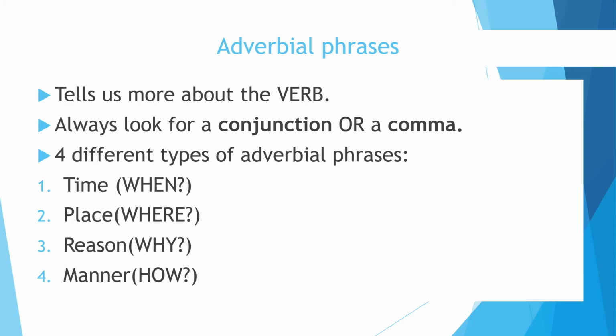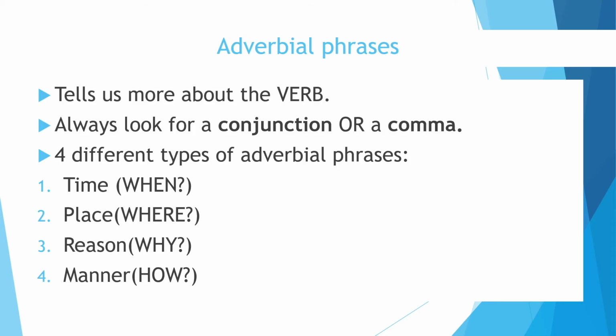Once again, a phrase cannot stand on its own. Why? Because it does not contain a finite verb. This type of phrase tells us more about the verb, just like an adverb tells us more about our verb. You need to look for the following parts of speech in a sentence to find an adverbial phrase. Look for a conjunction or look for a comma. We get 4 different types of adverbial phrases.